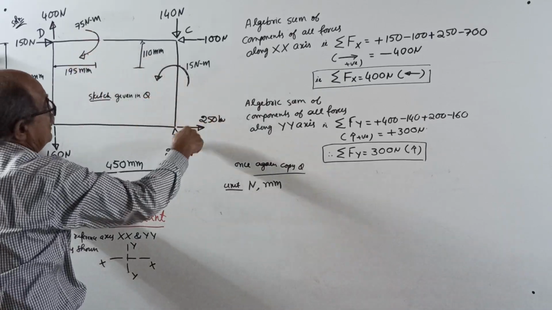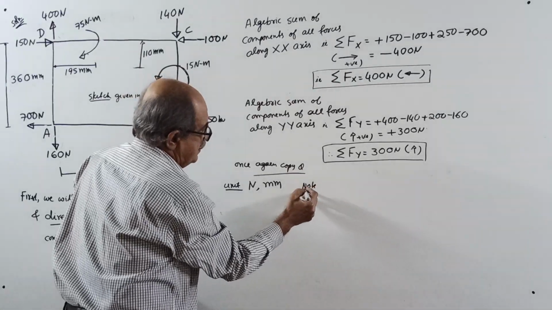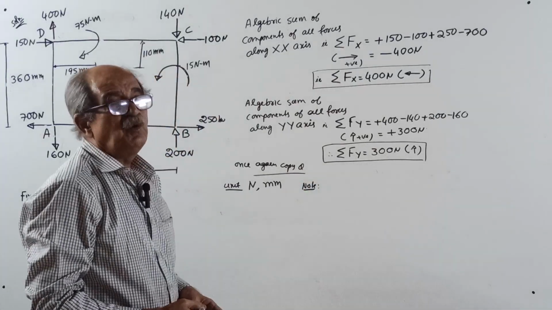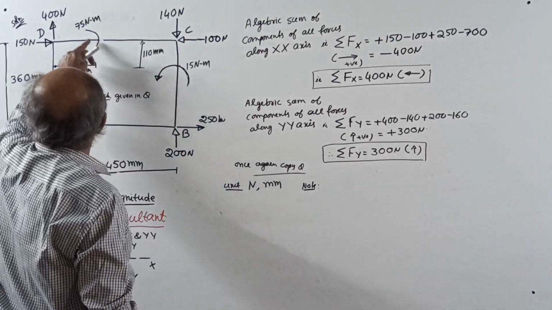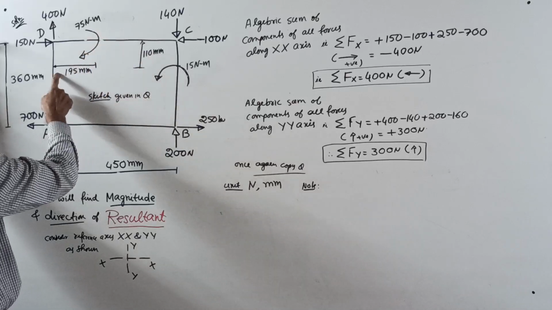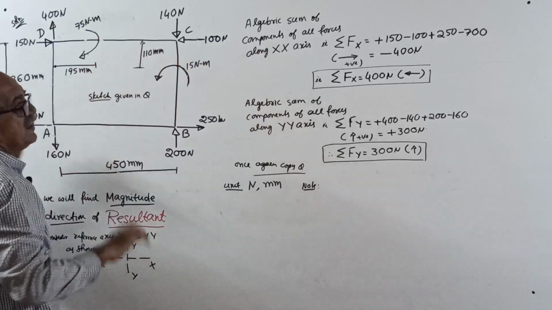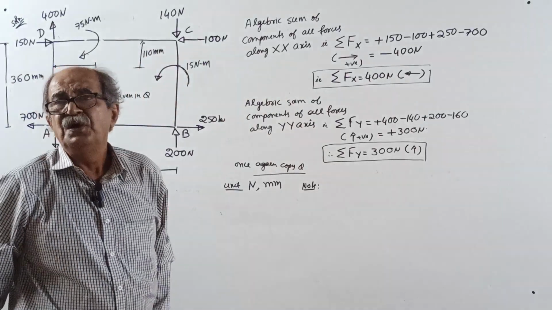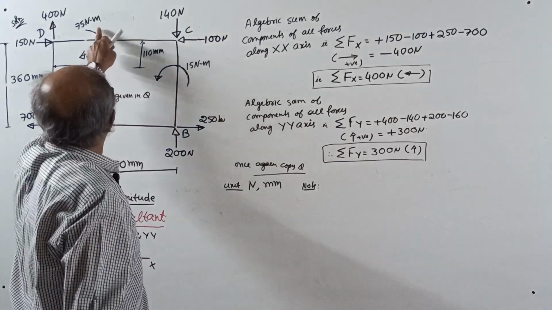Two couples are given. Make a small note here. In the question, he has given two couples. One clockwise couple of 75 Newton meter, with some distance given here. One anti-clockwise couple of 15 Newton meter. First of all, in the class, he has not told anything about it.